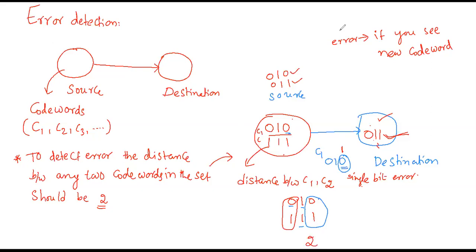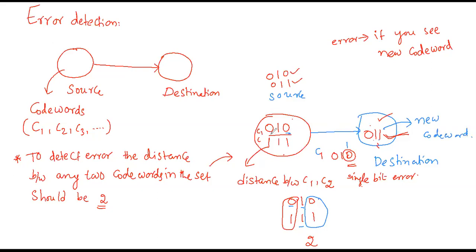Now consider a single bit error has occurred. Take anything, C1 or C2, whatever it may be. In C1, I am considering an error has occurred in 0 1 0. While transmitting, this last bit is changed to 1. So you will see 0 1 1. 0 1 1 is a new code word.